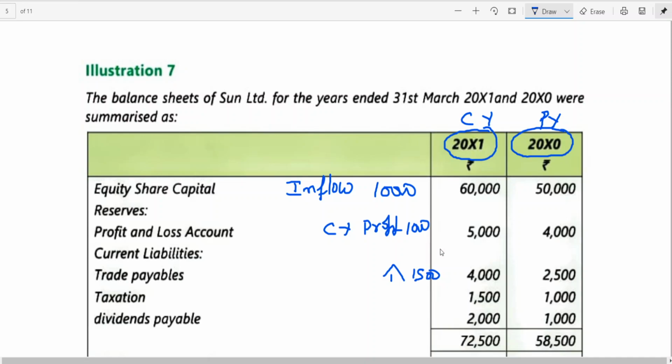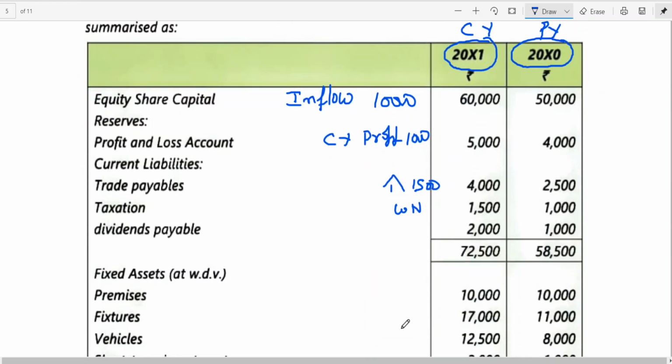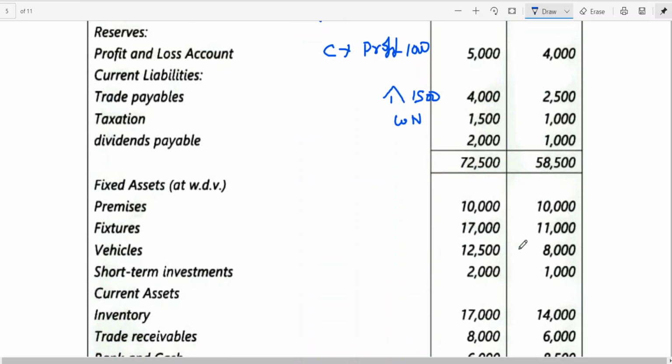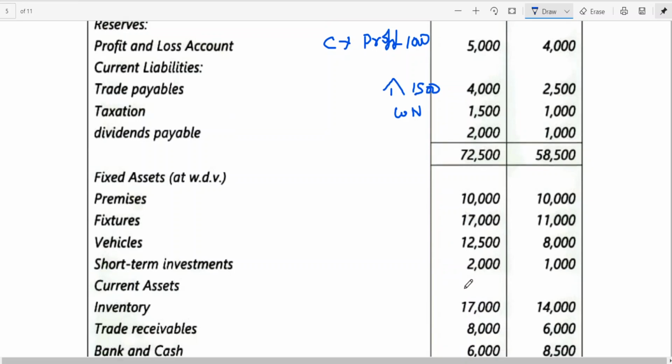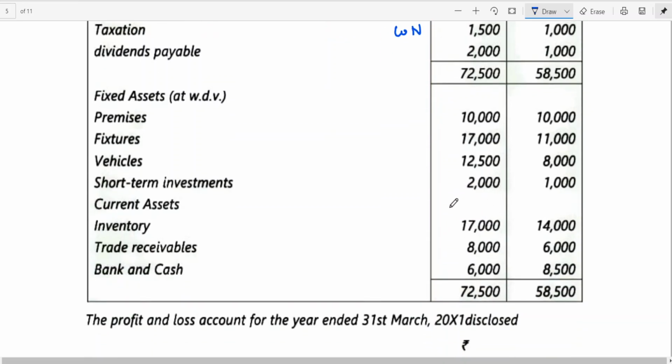Taxation we have done already, like the last problem we saw; we go for working notes on this if there is any information. Dividends payable also we discuss later on. This is outstanding, no? Right. Fixed assets: premises at written down value has been given. Fixtures, written down value. It appears there is some change in the amount. Vehicles, change in the amount. These things we see by looking at the adjustment.